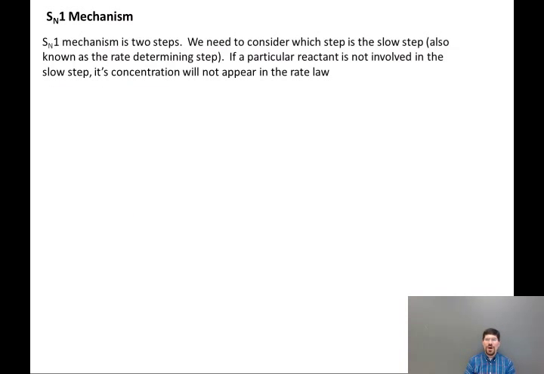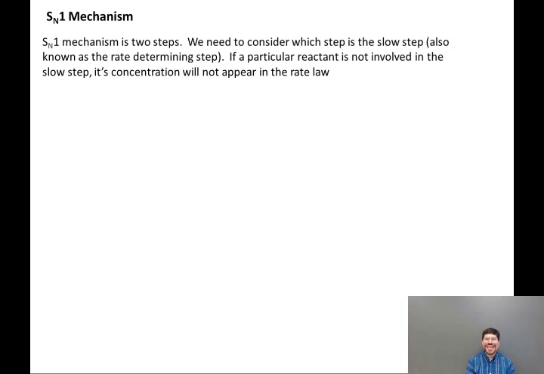What about the SN1 mechanism? Well, the SN1 mechanism, as we saw, is a two-step mechanism. In the first step, you form a carbocation, and in the second step, you have a Lewis acid-base reaction. So we need to consider which of these two steps is the slow step. And chemists also refer to the slow step as the rate-determining step.